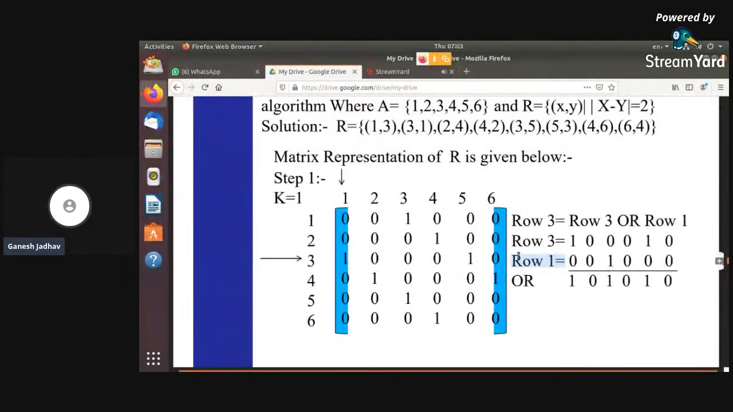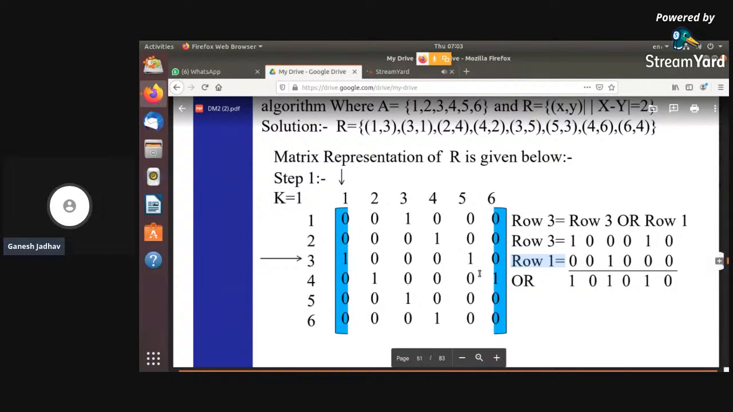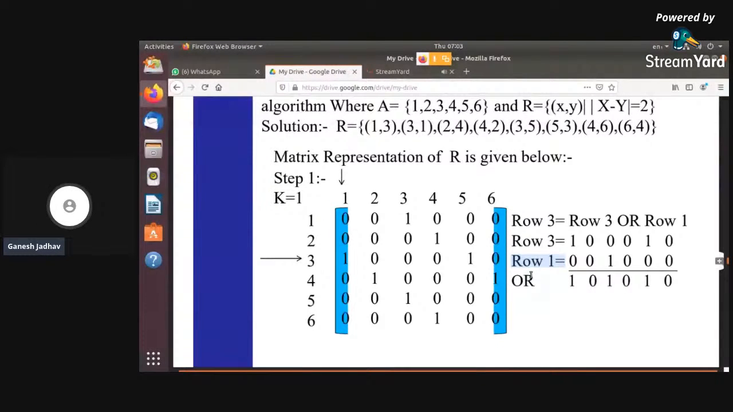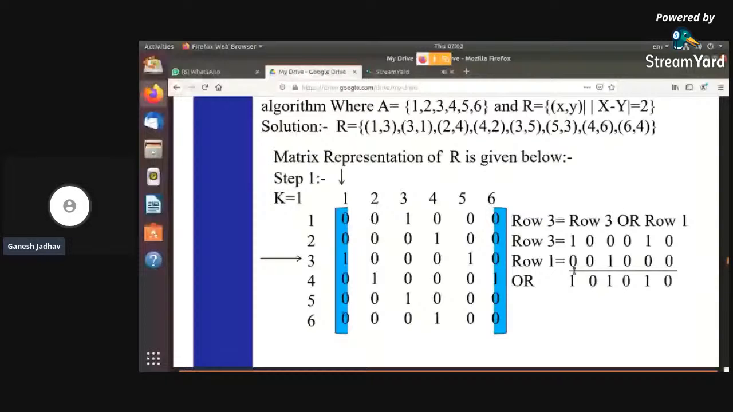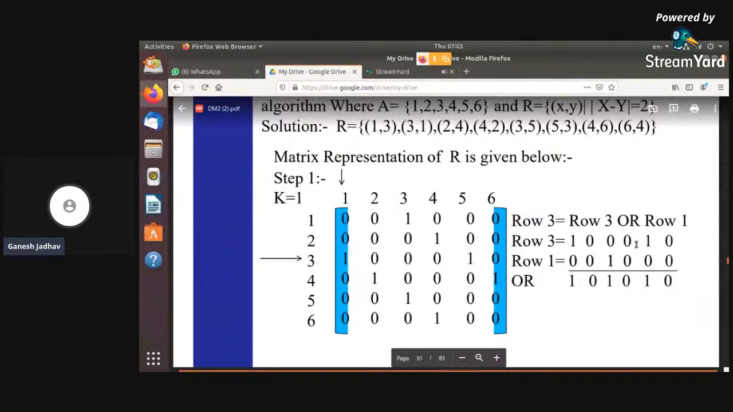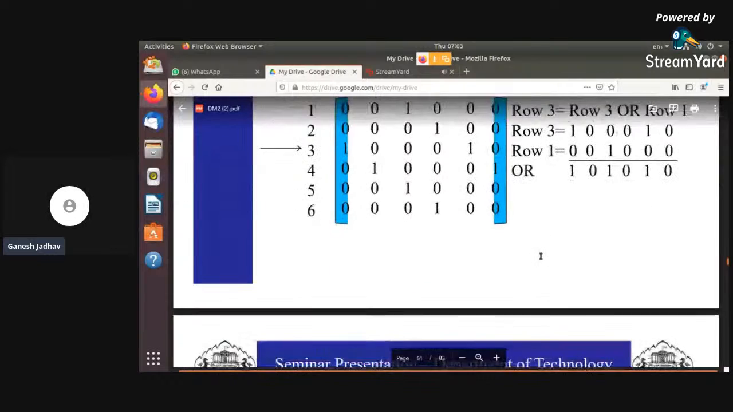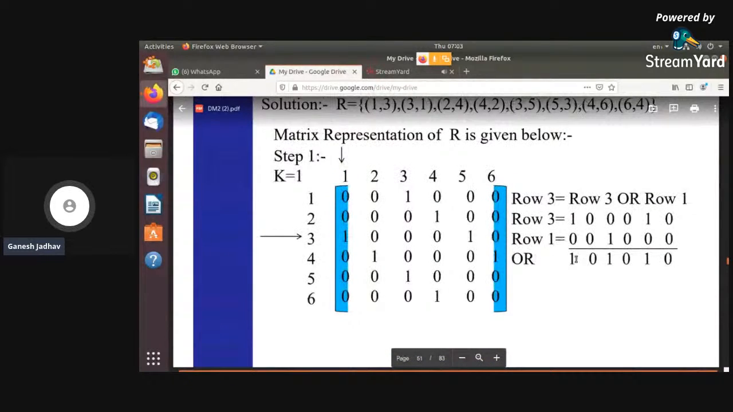So by the ORing operation between these two rows, we get this answer: 0 OR 1 is 1, 0 OR 0 is 0, 1 OR 0 is 1, 0 OR 0 is 0, 1 OR 0 is 1, and 0 OR 0 is 0. Then this is the modified row.